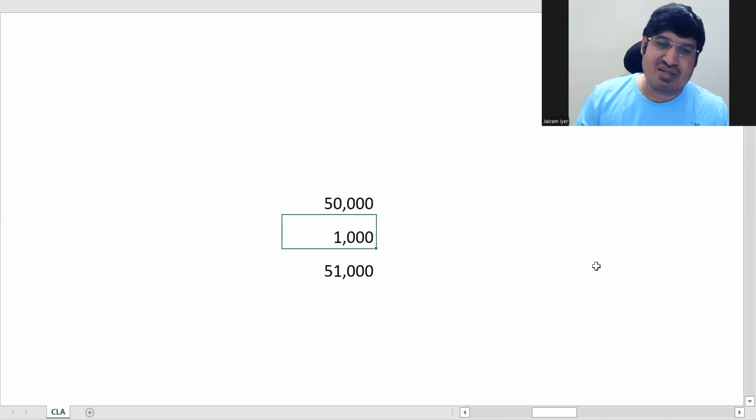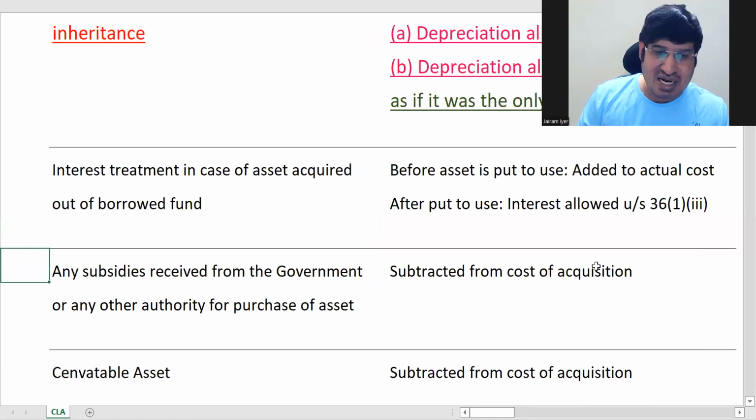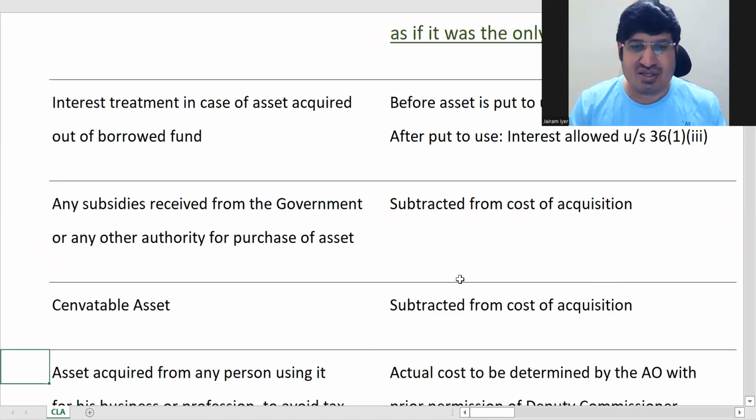Okay, in that case, what it is doing is reducing your cost, right? If this 1,000 is taken out, then again you will go back to 50. Correct? It is like a credit basically, right? Okay, so like what you do for subsidy, the same treatment you will do for Cenvatable asset. So you will basically get what is called Cenvat credit.